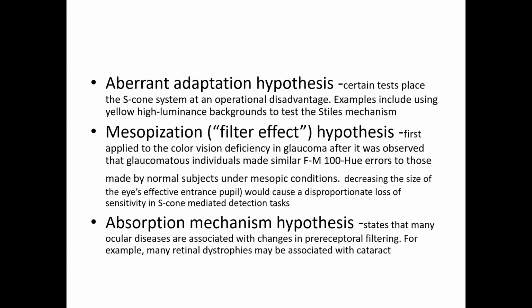Mesopization filtered effect hypothesis: it was first applied to color vision deficiency in glaucoma after it was observed that glaucomatous individuals made similar FM 100 hue errors to those made by normal subjects under mesopic conditions. So when there is a decrease in the size of the eye's effective entrance pupil, it would cause a disproportionate loss of sensitivity in S cone mediated detection tasks. Absorption mechanism hypothesis: it states that many ocular diseases are associated with changes in pre-receptoral filtering. For example, many retinal dystrophies may be affected with cataract.